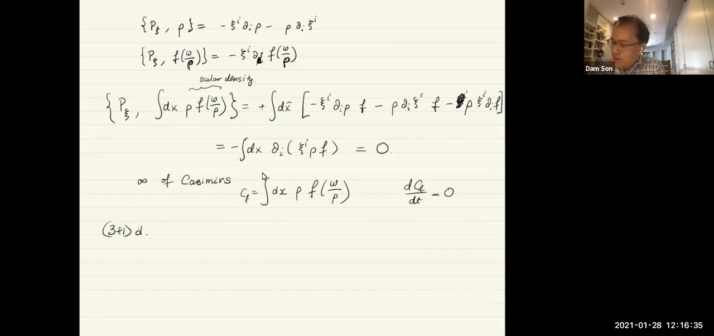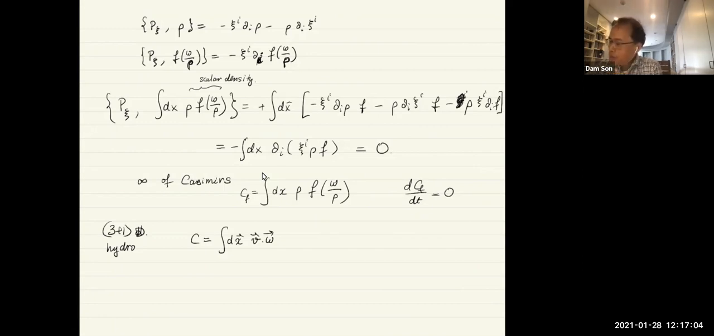Three-dimensional hydrodynamics. And we also touch upon the existence of a Casimir there, but the Casimir there is only one. It's the integral of V times, it's basically V dot omega. Omega is a vector in 3 dimensions, vorticity. This commutes with everything in the algebra.